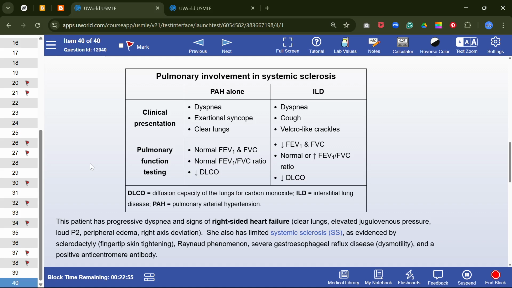According to the box, look at the box. In PAH, pulmonary arterial hypertension, there is a clear lung, but in ILD there are velcro-like crackles. In PAH, FEV1 and FVC are normal, but in ILD there is decreased FEV1 and FVC, and DLCO is low in both cases.